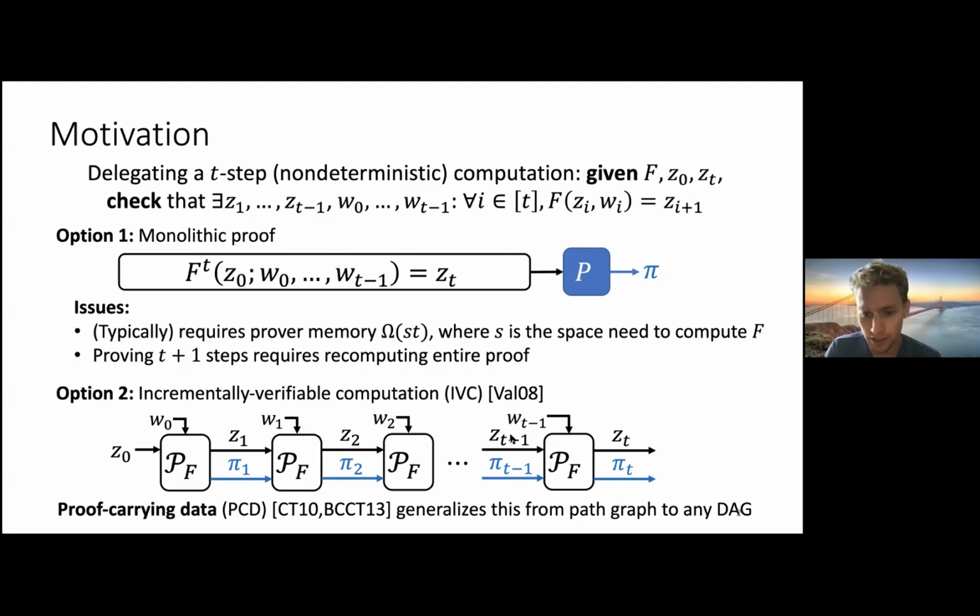So as you see here, the PF takes as input witness t minus 1, zt minus 1, and pi t minus 1. But it doesn't even take as input all of the previous witnesses or all of the previous computation results. It doesn't need to know them. This is really, really important.